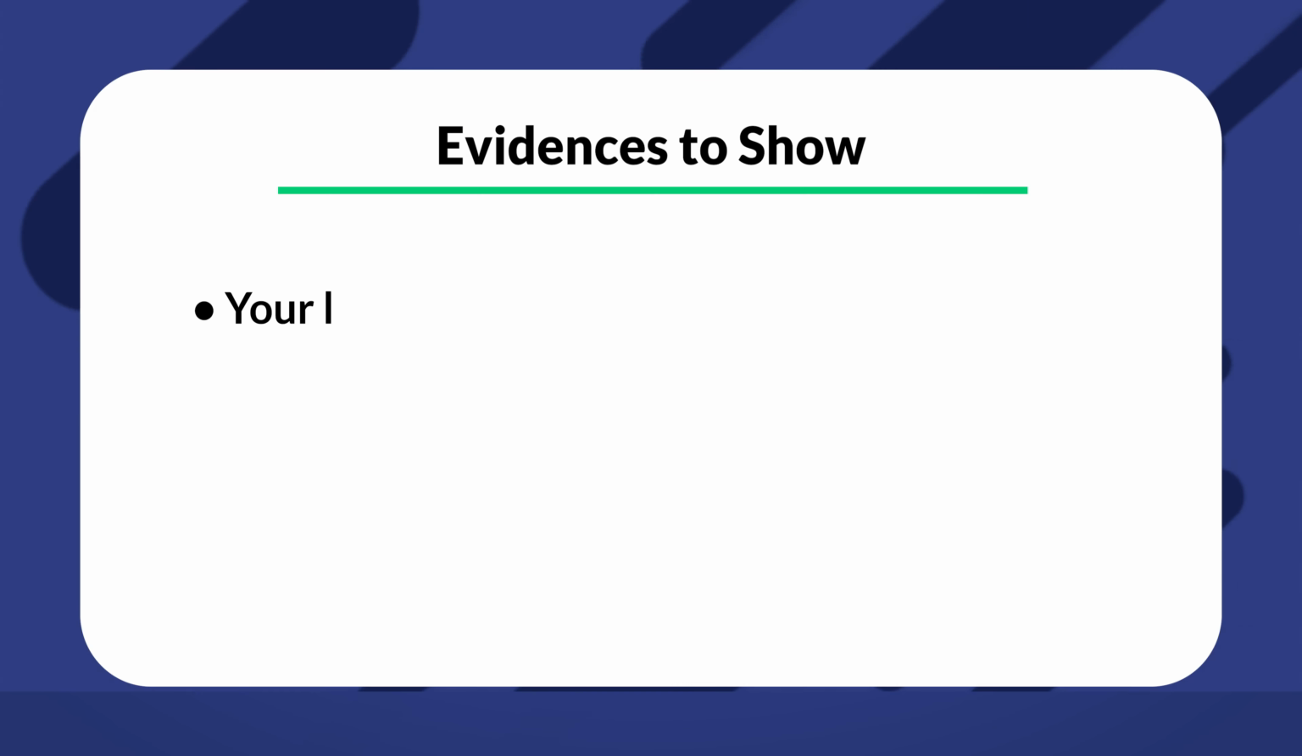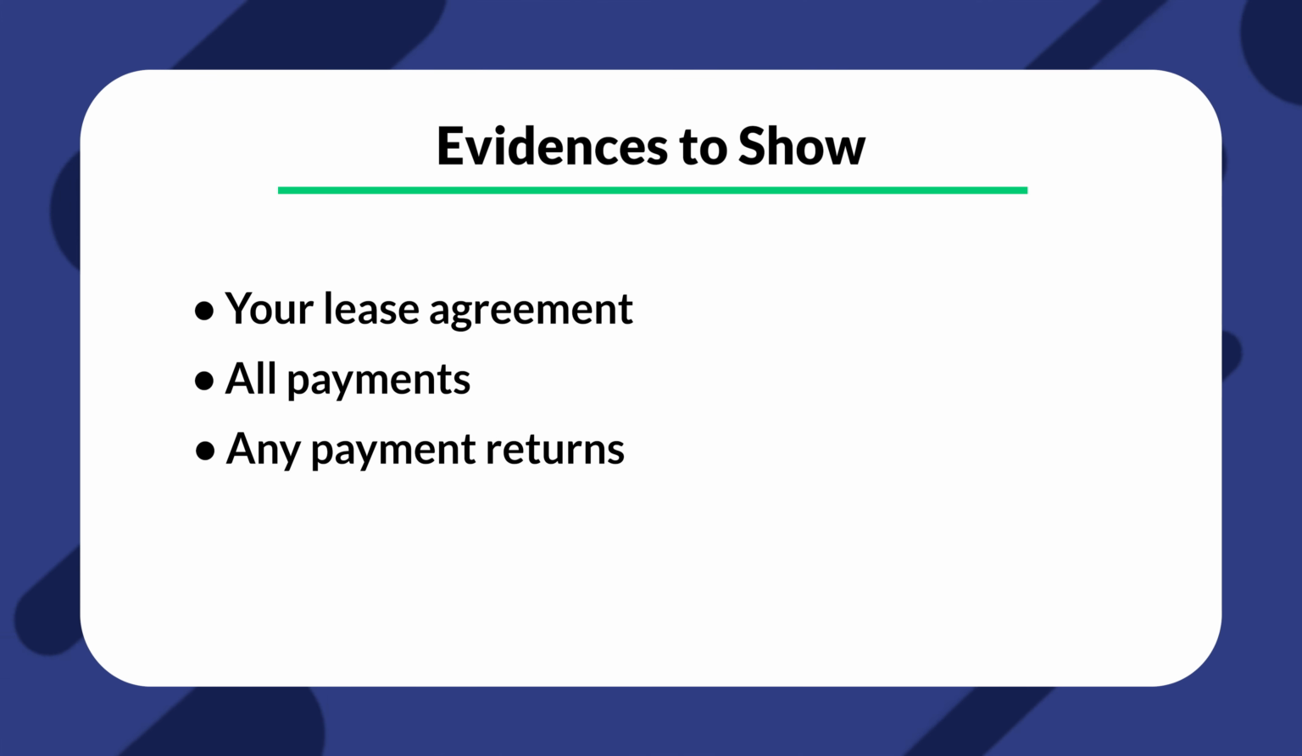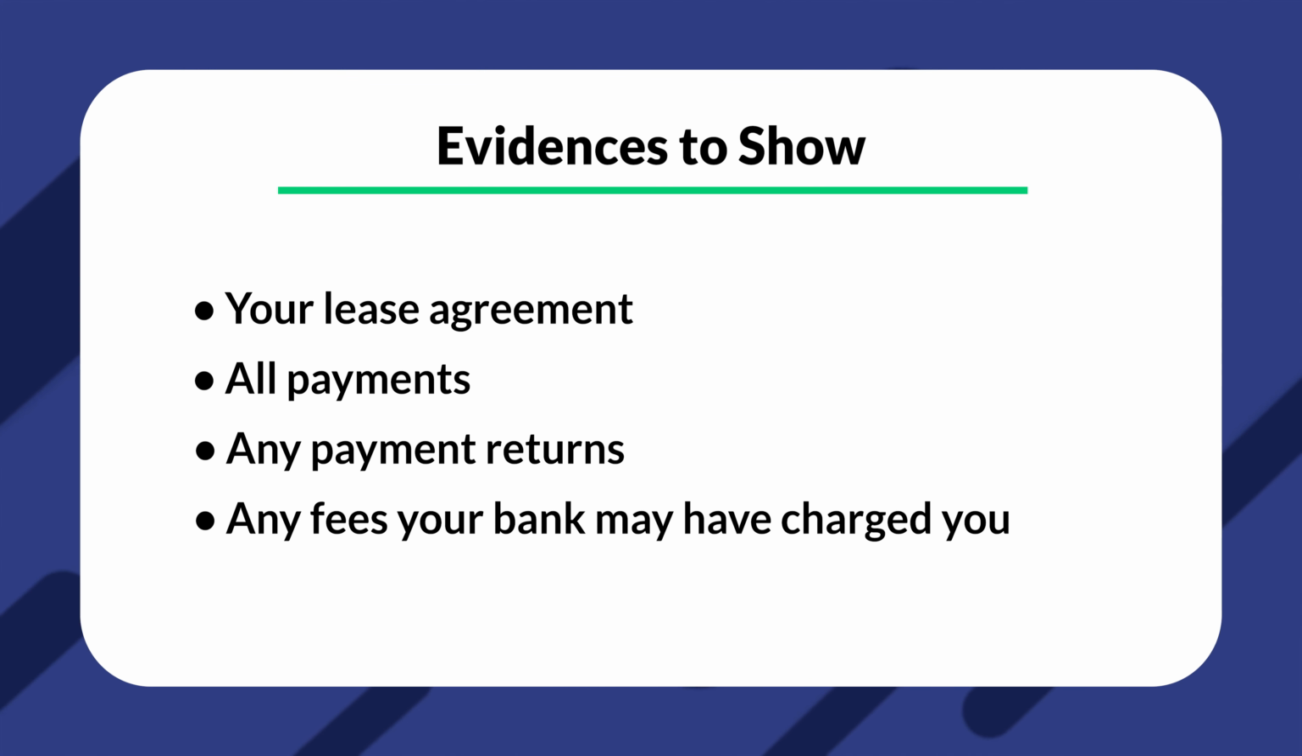2. Show them all of the payments, showing all of the previous payments, how they were normally made, and what date they were normally paid on. 3. Show them any payment returns, any checks that bounced, any time the bank account had insufficient funds, or any time they did a chargeback to dispute on their credit card. Show it all to the judge, and show any fees that your bank may have charged you, including any penalties that you're owed according to your lease agreement.